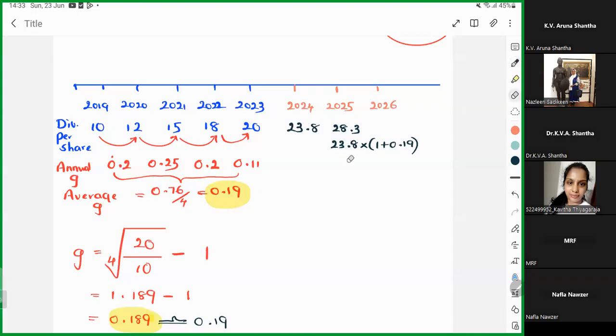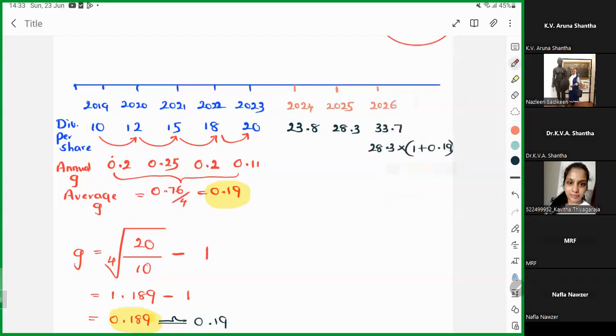Then the 2026 dividend. Last year's dividend, 2025, was 28.3, which increases by 19%. 1 plus growth rate of 19%. How much? 33.7.